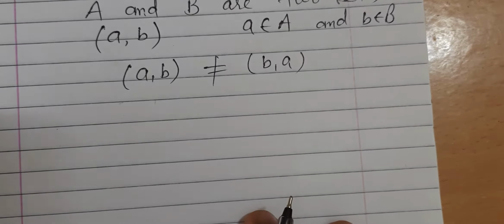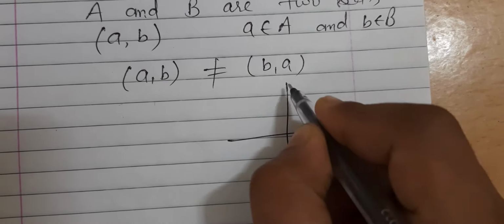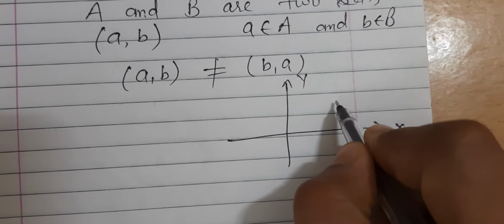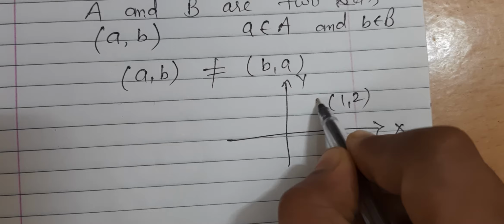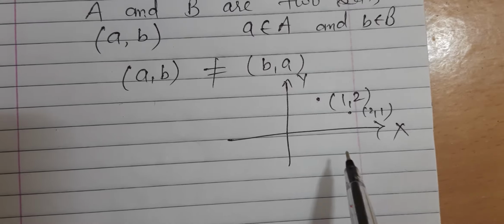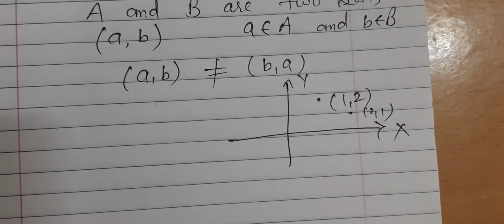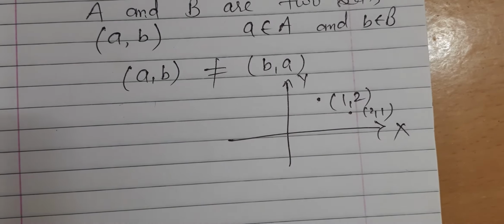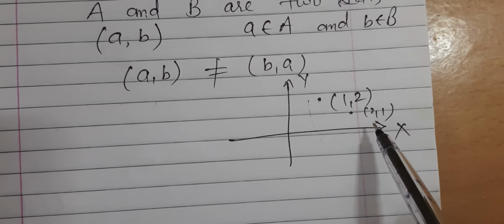As we have seen in two-dimensional geometry, here we have the x-axis and y-axis, the point (1, 2) and the point (2, 1). Suppose this is the point (1, 2) and this is the point (2, 1). So from here it is clear that (1, 2) and (2, 1) are not the same, they are two different points. So here order matters, that is why it is called an ordered pair. So we can say that the position of a point in a two-dimensional plane in a Cartesian coordinate system is represented by an ordered pair.